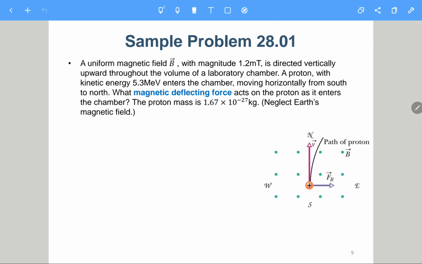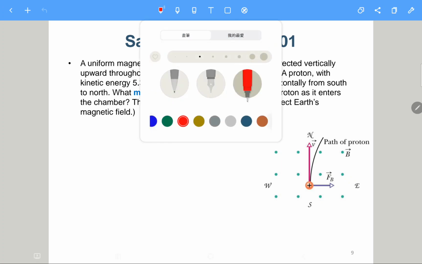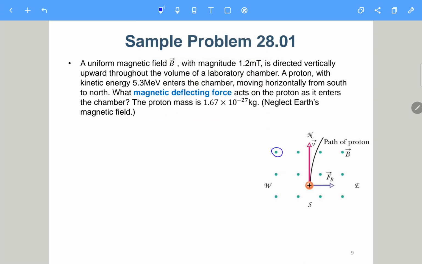Let's see a sample problem. Now we have a uniform magnetic field B pointing out of the page. This dot means pointing out of the page. If it is crosses, many crosses, it means into the page.